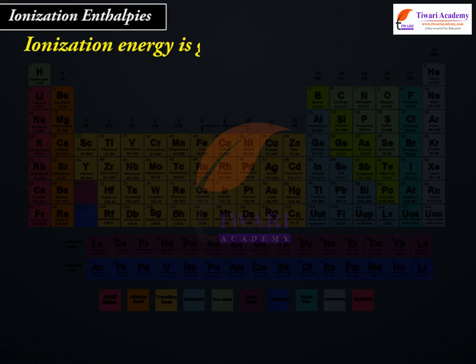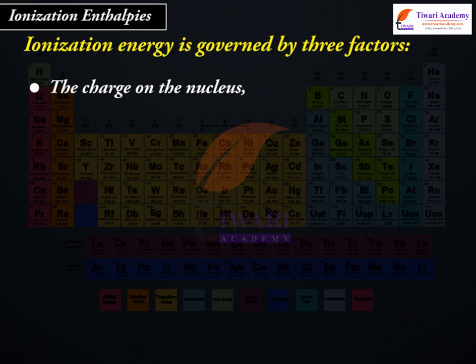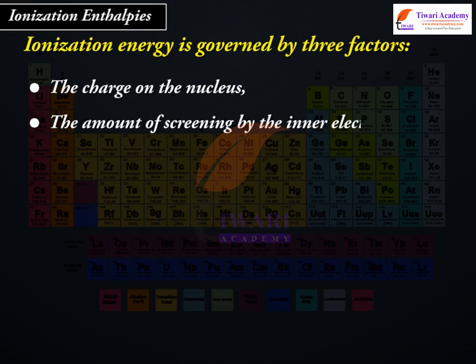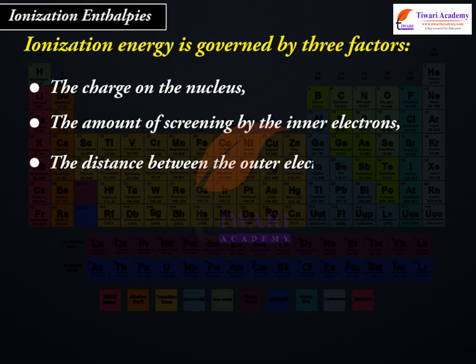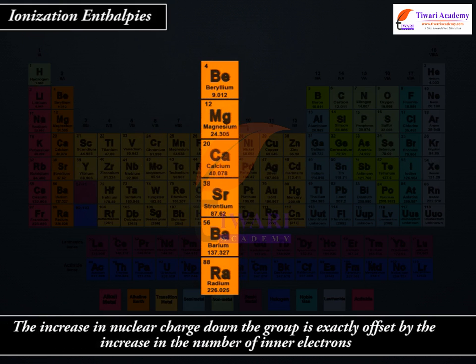Ionization energy is governed by 3 factors: the charge on the nucleus, the amount of screening by the inner electrons, the distance between the outer electrons and the nucleus. The increase in nuclear charge down the group is exactly offset by the increase in the number of inner electrons.